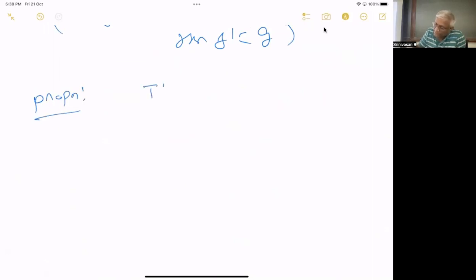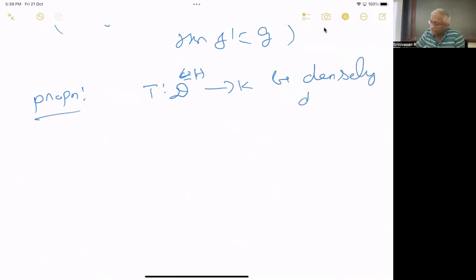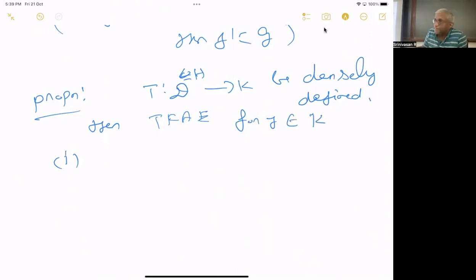So suppose T from D, contained in H, to K, be densely defined. We will not deal with other operators, okay? Densely defined operators. Then the following are equivalent. Following are equivalent for a Y in K.